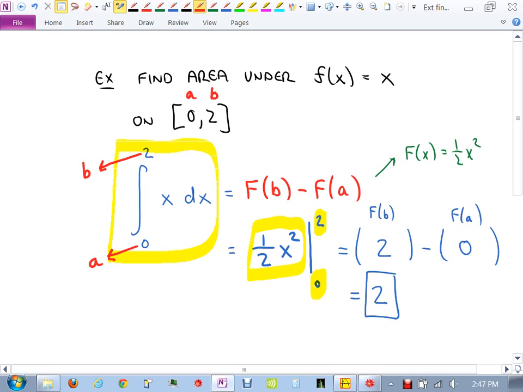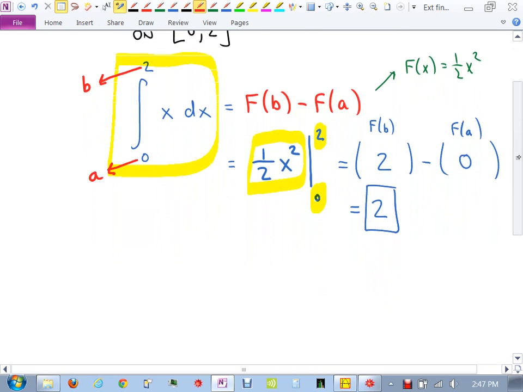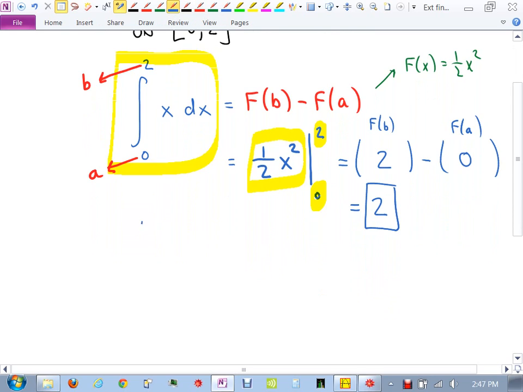Now, I made this problem extremely easy because I wanted to be able to verify it with the picture. The function we had was the identity function, wasn't it? f of x equals x. And we were looking between where and where? 0 and 2. What's the value of the function at 2? If you plug in 2, you get out 2, don't you?